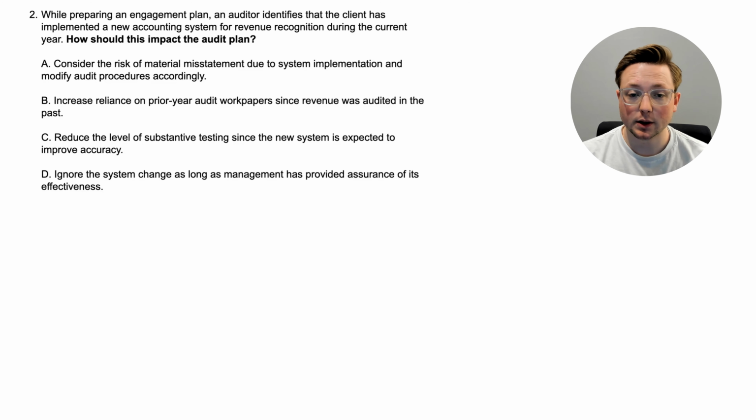Option B, increase reliance on prior year audit work papers since revenue was audited in the past. Option C, reduce the level of substantive testing since the new system is expected to improve accuracy. Or option D, ignore the system change as long as management has provided assurance of its effectiveness.